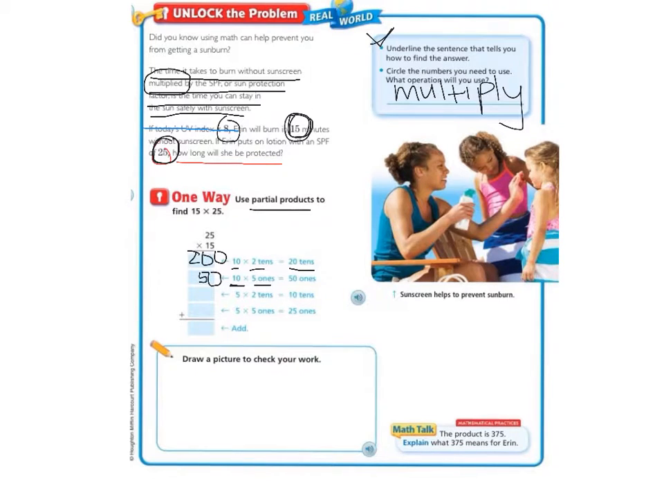Alright, now I'm going to move on to my 5. So now I have 5 times 2 tens. Well, 5 times 2 is 10, but 10 tens is 100. And then I'm going to do 5 times 5, and that is 25 ones. So I'm going to write down 25.